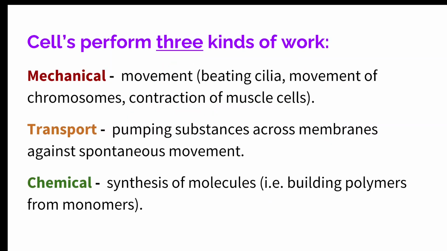Now, cells will perform three kinds of major work in regards to energy usage. There's, of course, mechanical work. That's going to be movement. An example of that is the beating cilia. Cilia are basically like these little finger-like hairs on the outside of a cell. Some cells, when they move, have these little tiny hairs on the outside that will move in unison, kind of like rowers on a rowing team. They all row their oars at the same time. So it's kind of like that, these tiny little hairs moving at the same time, and the cell will need energy in order to move those.